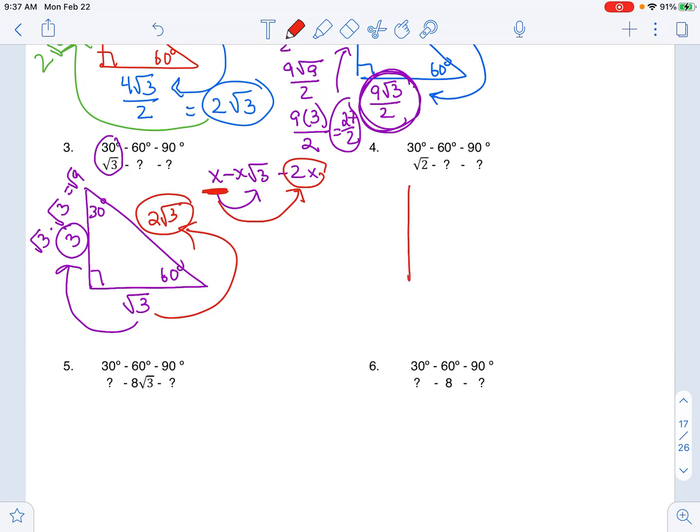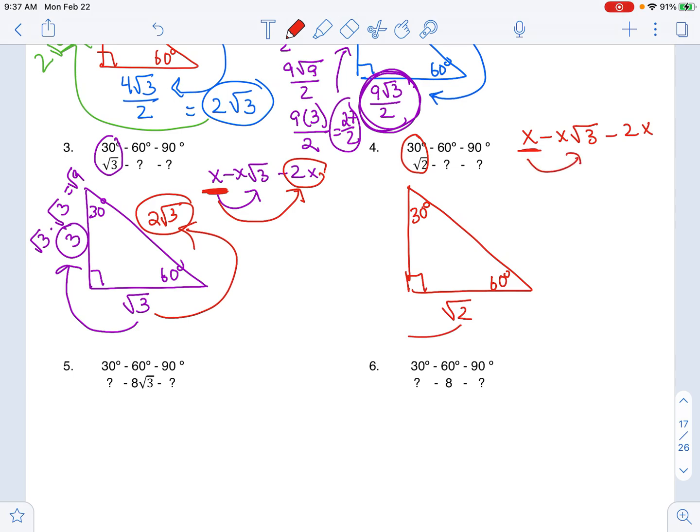Okay, let's try the next one. Label your triangle. Side across from the 30 is given. There's your square root of 2. Again, I think it helps to write this down. Okay, I have this. Let's go to this side first.